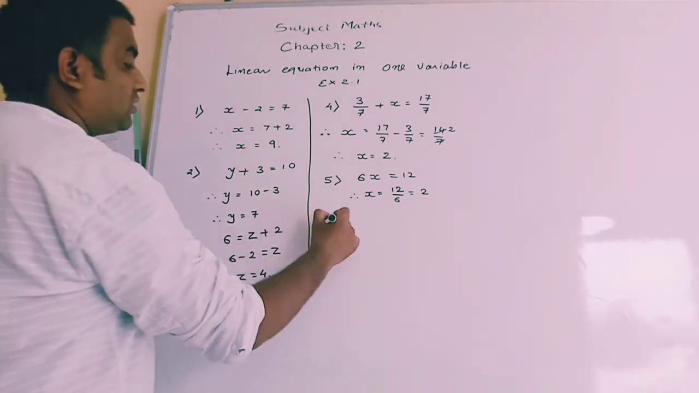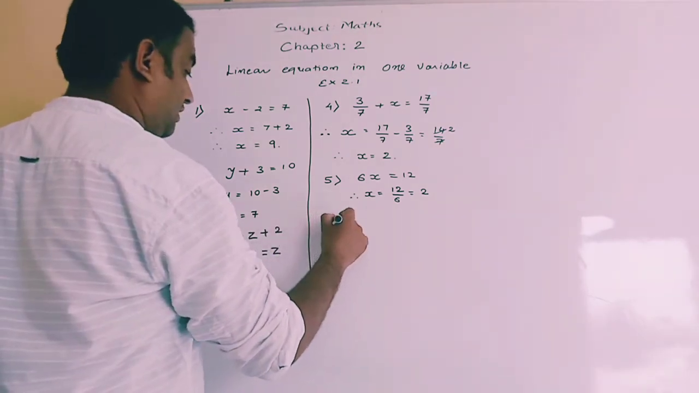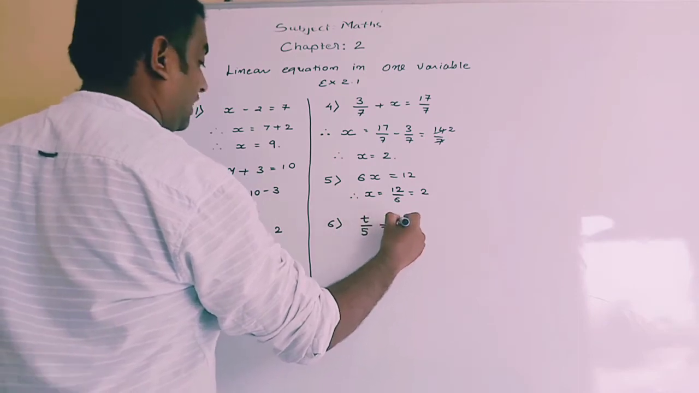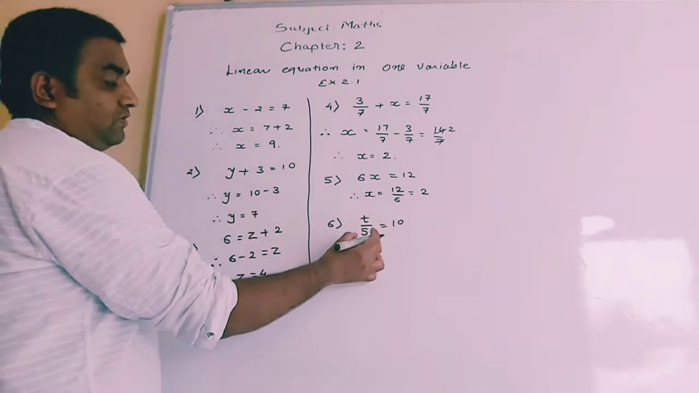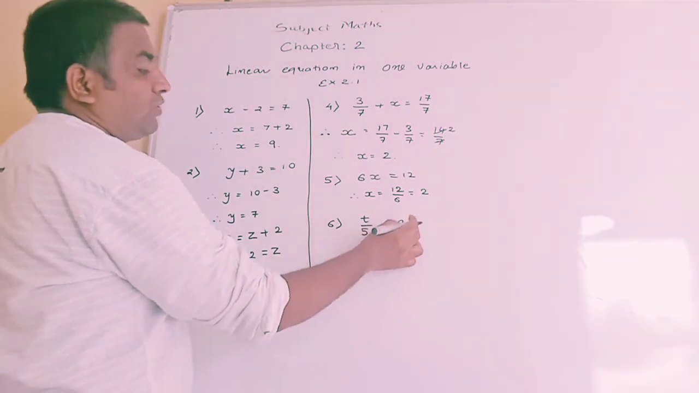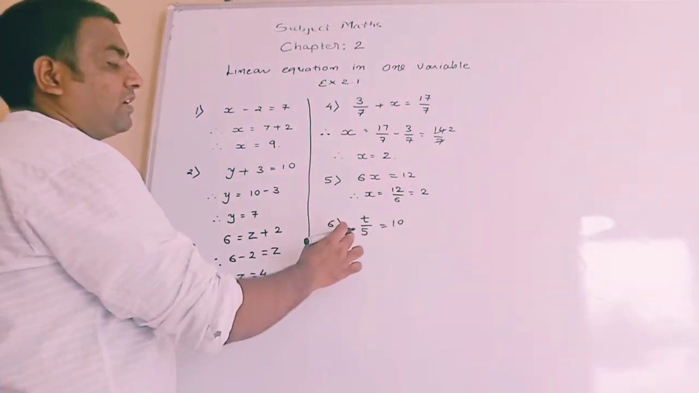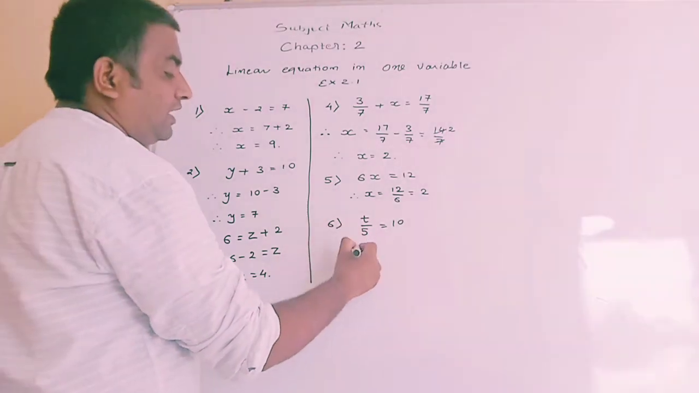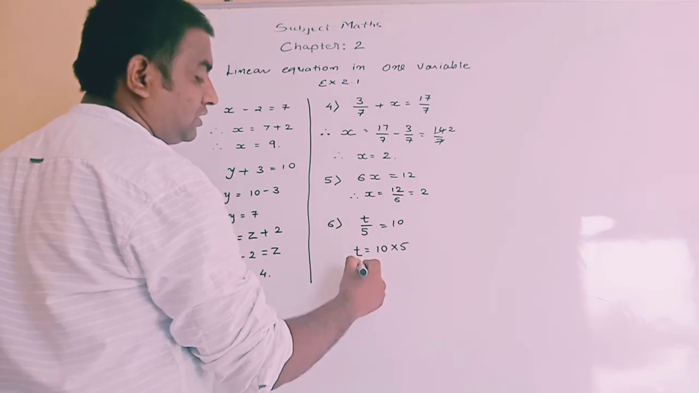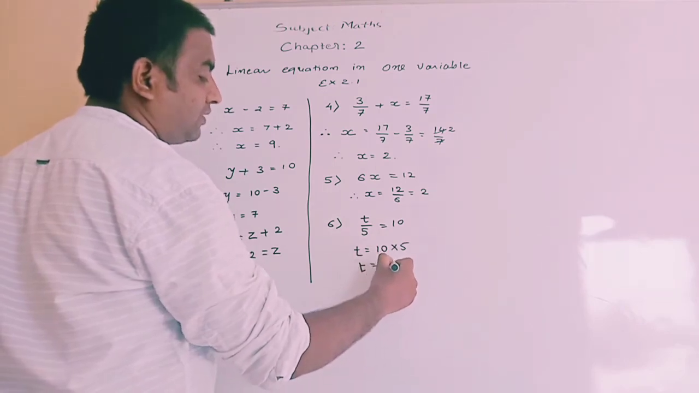Same way 6th question is there. t by 5 equals 10. So 5 on the left hand side is the divide relation. From the left hand side it will go to the right hand side, then divide converts into multiply. And so t is equal to 10 multiply 5. So t is equal to 50.